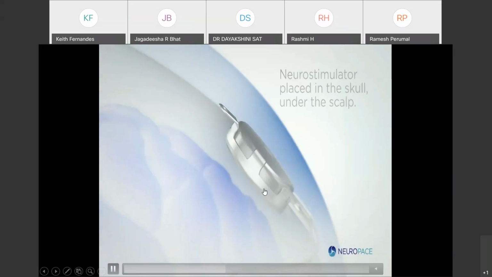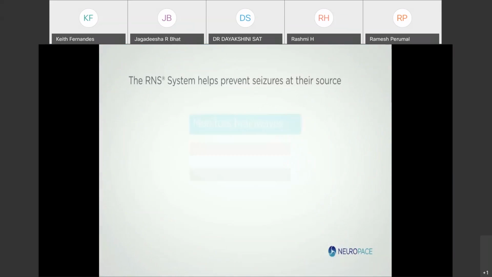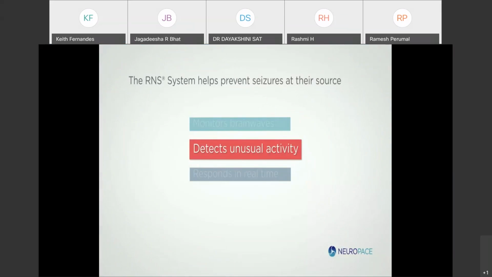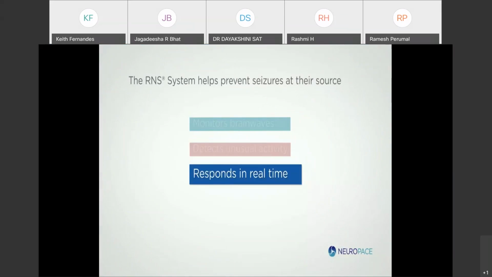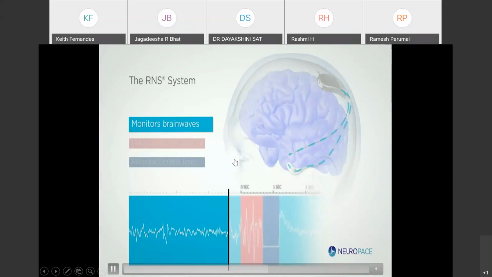As you can see, the stimulator is placed under the skull. There are two versions here. In one option, you can place the stimulator under the skull. In the other option, you can place the stimulator externally, that means under the shoulder. So this is the basic principle of closed-loop deep brain stimulation.